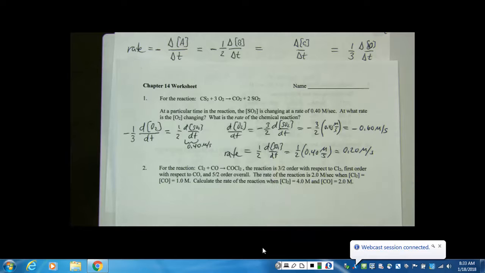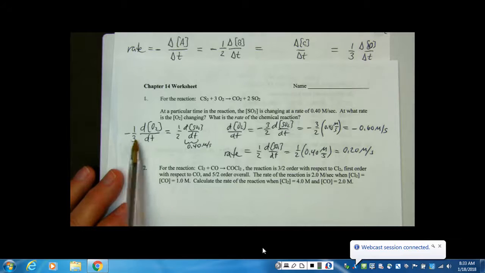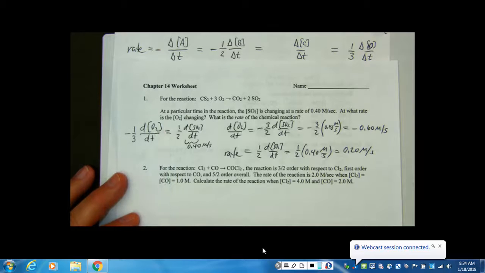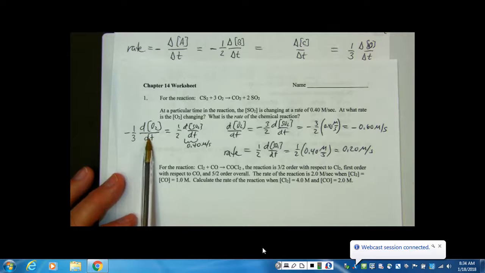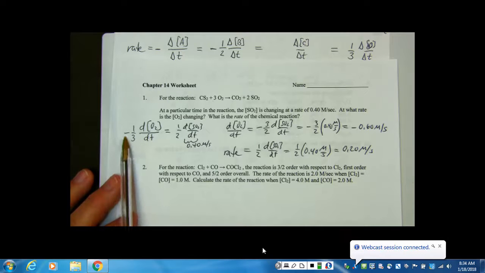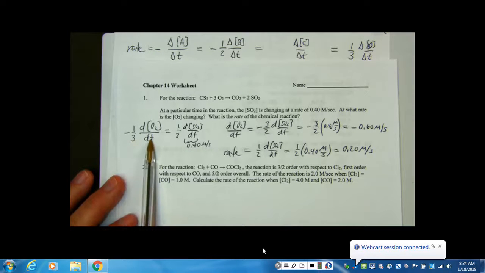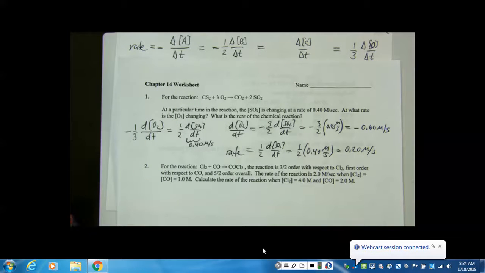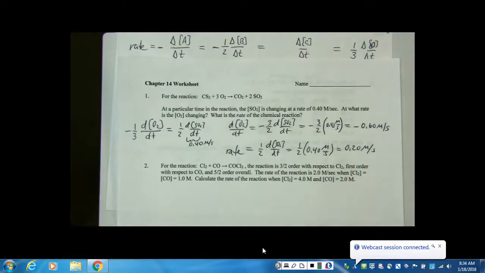We could have picked oxygen if we wanted to. And then what equation would I have? I would use rate is equal to minus 1/3 d[O2]/dt. What's the numerical value of the derivative of oxygen with respect to time? Anybody? No, this is not equal to 0.2. That's minus 0.6. So when I multiply by minus 1/3, what do I get? Positive 0.2. So whether I look at the oxygen or the sulfur dioxide, I still get the same rate for that chemical reaction.